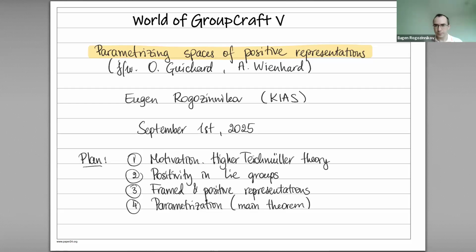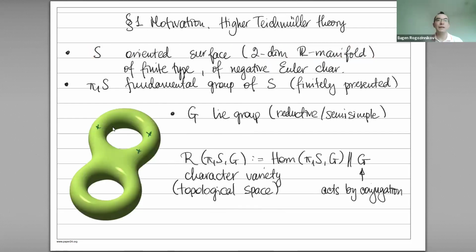So let's get started. What is the higher Teichmüller theory about? For us today, S will be an oriented surface, so we fix an orientation. A surface for me is a two-dimensional real manifold of finite type and of negative Euler characteristic. In this case, the fundamental group of S, which I denote by π1 of S, is a finitely presented group. And we also take some Lie group G, usually reductive or semi-simple, and then we can consider the space of all homomorphisms of π1 of S into G, modulo conjugation by G, and this space is usually called the character variety or representation variety.